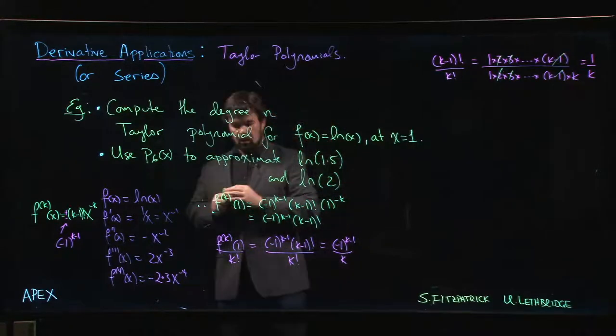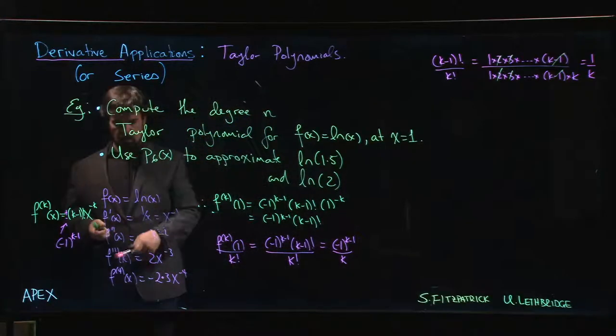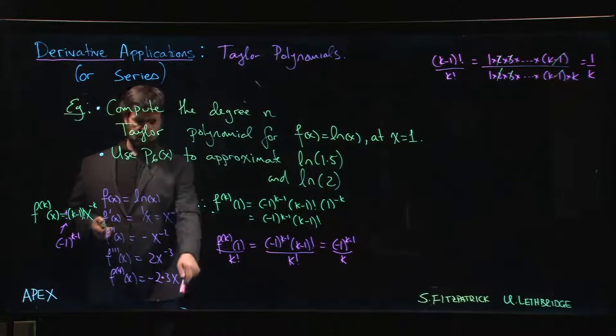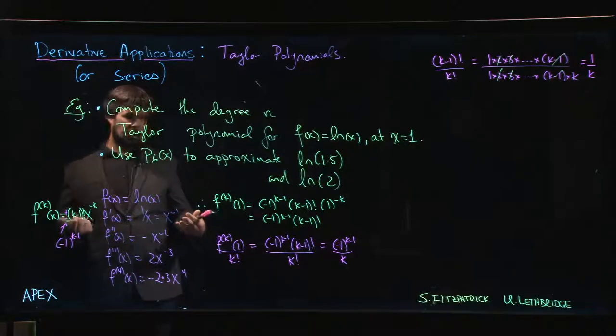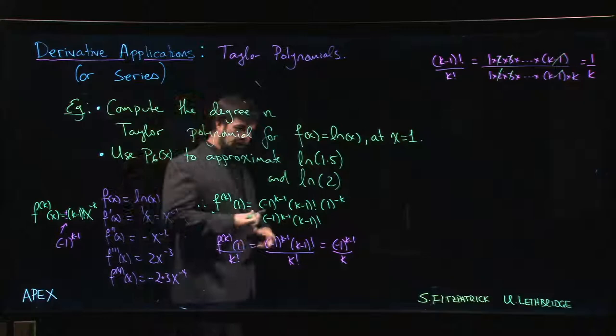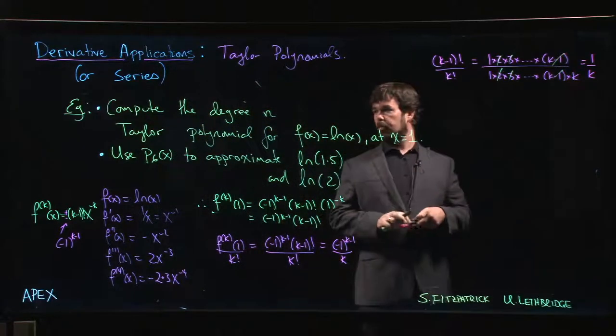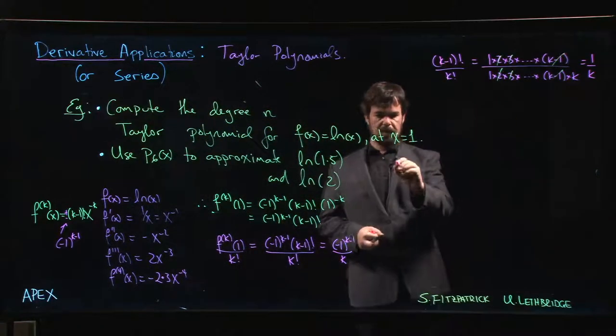And of course, if you didn't see that, you can do it by plugging in x equals 1, look at the pattern for the derivatives evaluated at 1, and then go from there. Okay, so that means that our degree n Taylor polynomial is going to look like this.